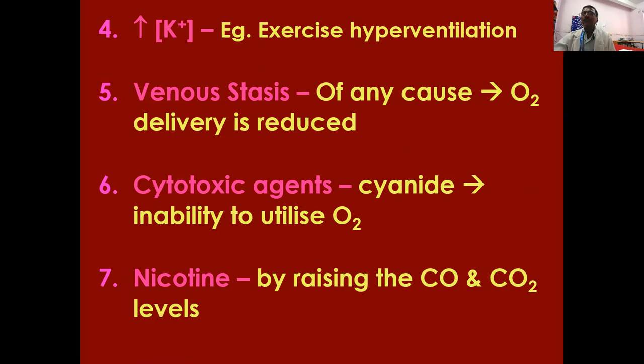Increased potassium is an example for excess hyperventilation and venous stasis, or anything which will cause the oxygen delivery to be reduced. Cytotoxic agents, such as cyanide, lead to inability to utilize the oxygen, and nicotine acts by raising the carbon monoxide and carbon dioxide level.